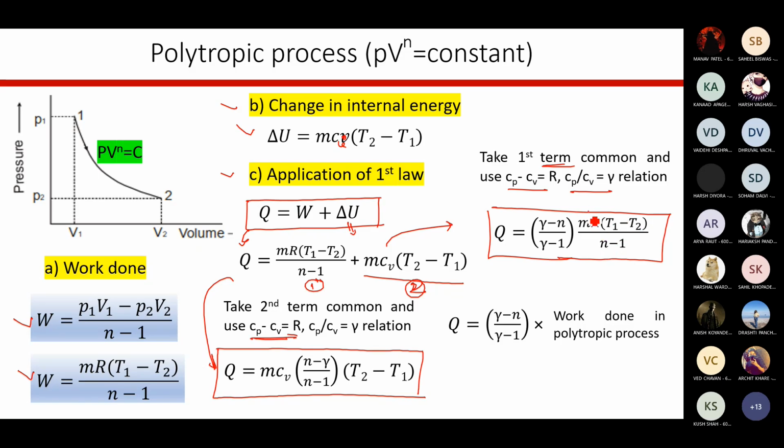So make note that this mR (T1 minus T2) by (n minus 1) is nothing but the work done in polytropic process. So this is the work done in polytropic process, this part, right? So I'm just writing the same expression here as Q is equal to (gamma minus n) divided by (gamma minus 1) into work done in polytropic process. So if you have to find out the heat transfer in case of polytropic process, and if you know the work done, and you know the polytropic index n and the adiabatic index gamma, then straight away you can use this expression and find out the heat transfer in case of the polytropic process. So that's the idea behind deriving the second equation. Is it clear?